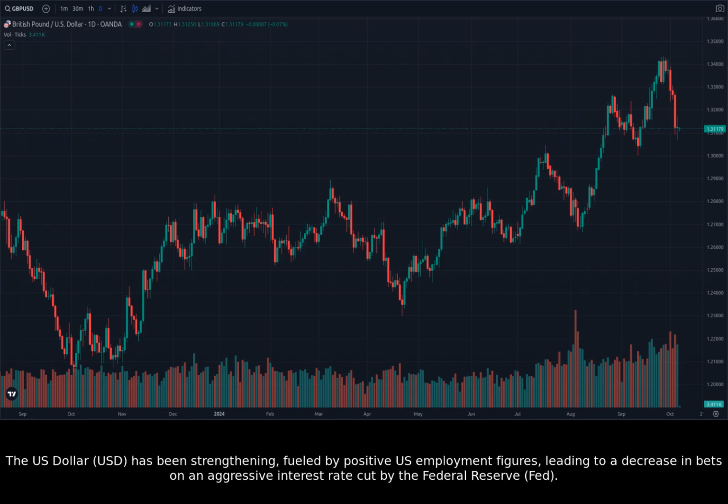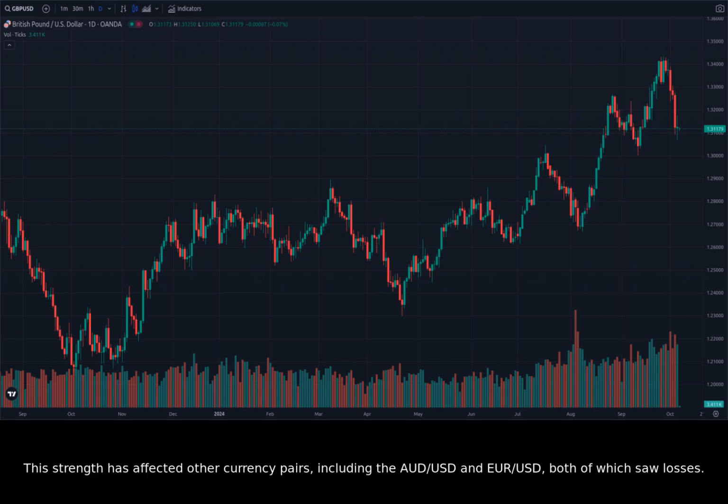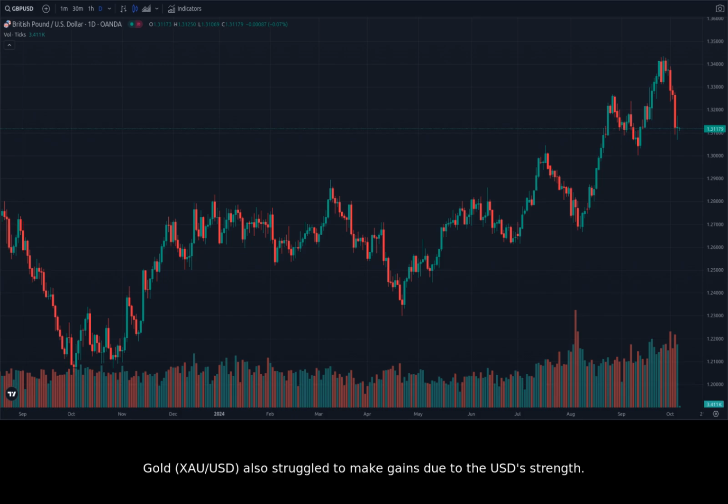The US dollar, USD, has been strengthening, fueled by positive US employment figures, leading to a decrease in bets on an aggressive interest rate cut by the Federal Reserve, Fed. This strength has affected other currency pairs, including the Australian dollar to US dollar and euro to US dollar, both of which saw losses. Gold, XAU/USD, also struggled to make gains due to the USD's strength.